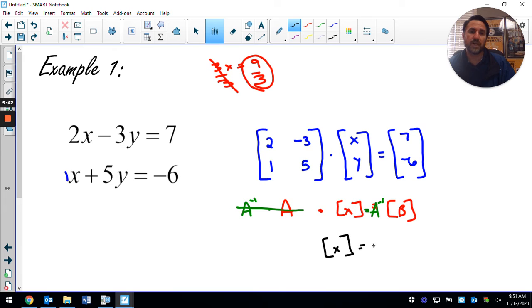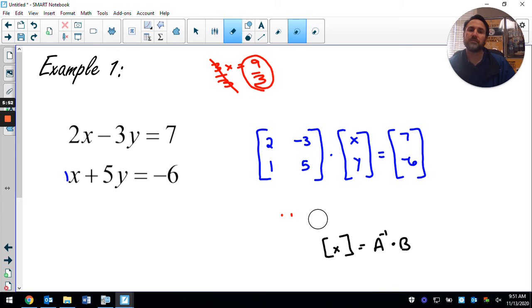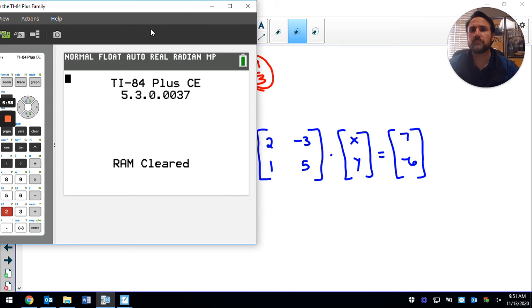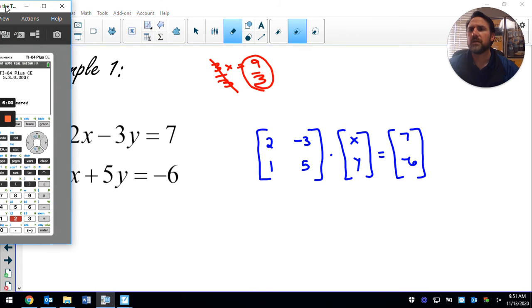And on the other side, you'd have to multiply the inverse of matrix A times matrix B, okay? And there's a way we can do that by hand, but there's an even faster way we can do that on the graphing calculator, okay? So I'm going to show you my calculator real quick.